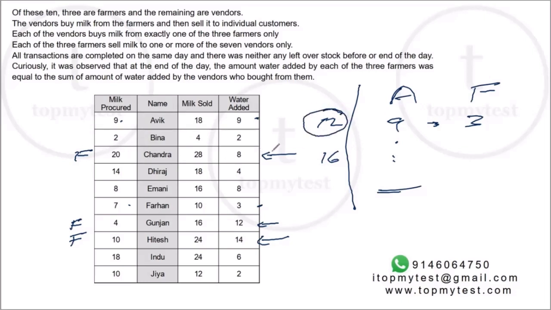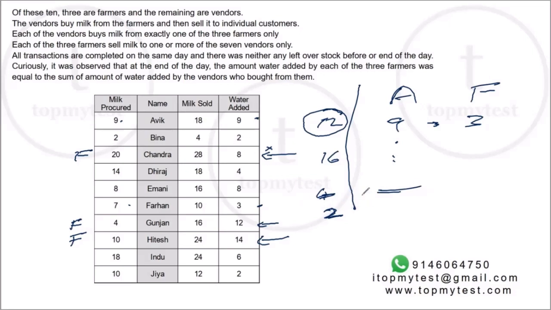Now it cannot be Chandra. It has to be either Gunjan and Hitesh. Now Gunjan matches exactly 16 and 12. Now can they buy it from Hitesh? If they buy from Hitesh, right, out of the 14 liters of Hitesh, 12 is already gone to Avik and Farhan, which means a third vendor has to be found who will add the remaining 2 liters, right?